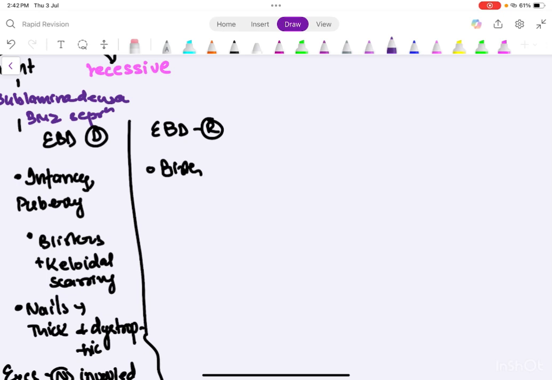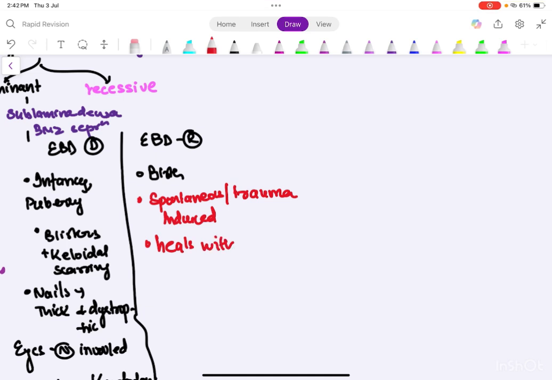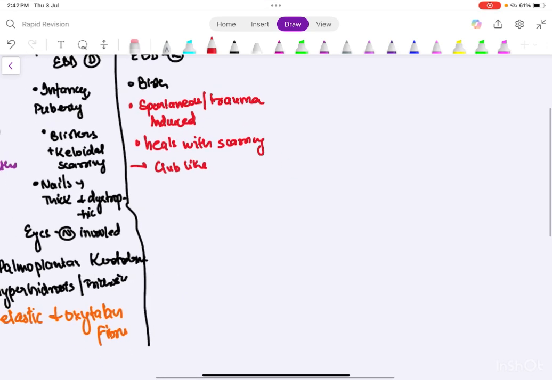As you know, it occurs at birth, and it is spontaneous, or basically trauma induced. It heals with scarring. Here you have club-like fists, nails absent, hairs absent. Now in oral manifestations, this shows a number of oral manifestations.